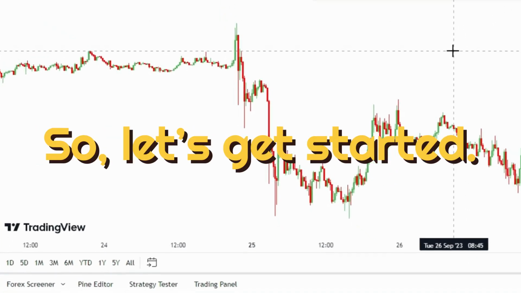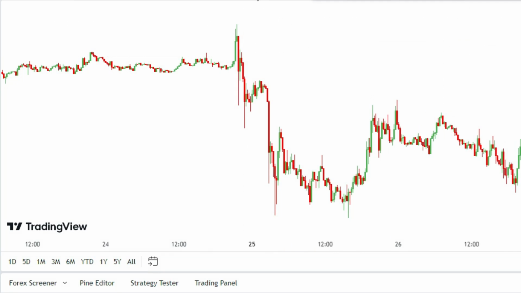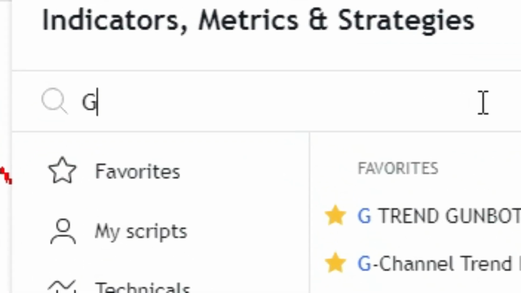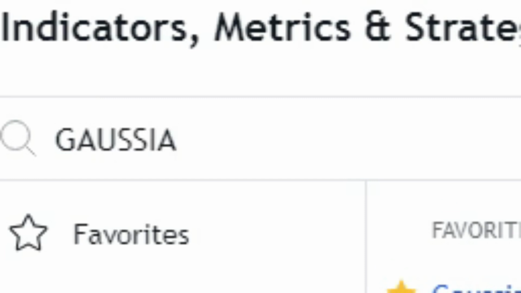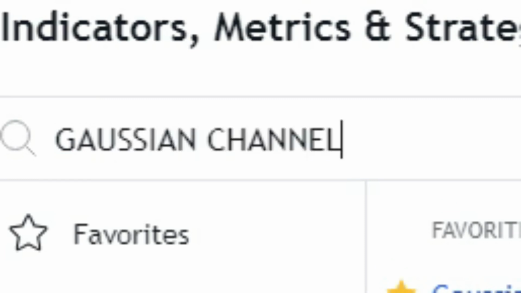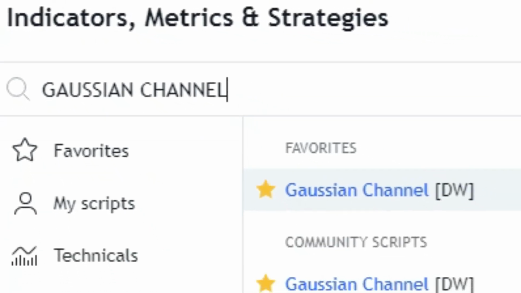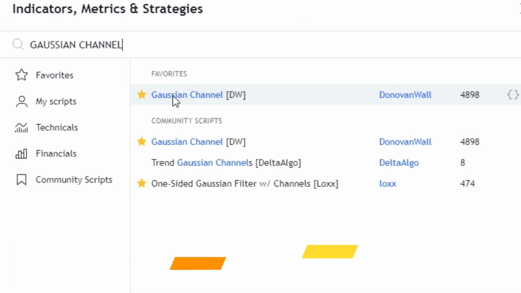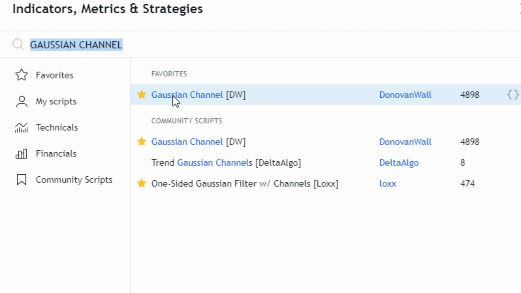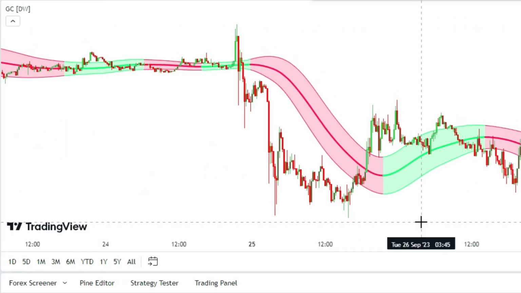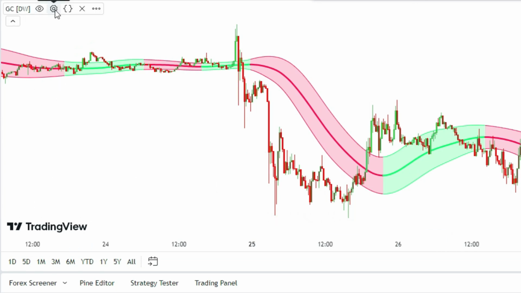So let's get started. First things first, add the Gaussian channel indicator to the chart. As soon as we add the indicator, we need to adjust its settings a bit.